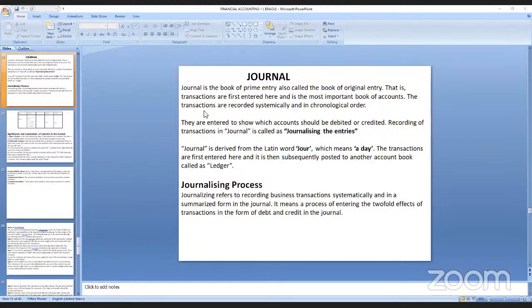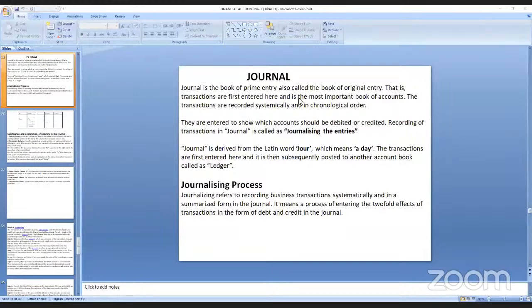So yeah, journal. Journal means what? Journal is the book of primary entry. That is wherever you are writing the original entry, means primary entry. Journal is the book of the primary entry, also called the original entry. That is, transactions are first entered here. Whatever the bookkeeper writes in the day-to-day activities will be transferred into the journal first.